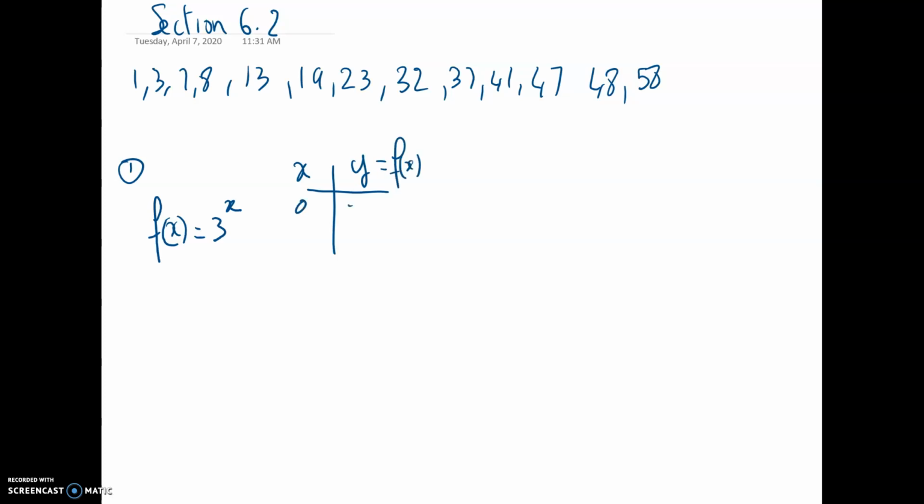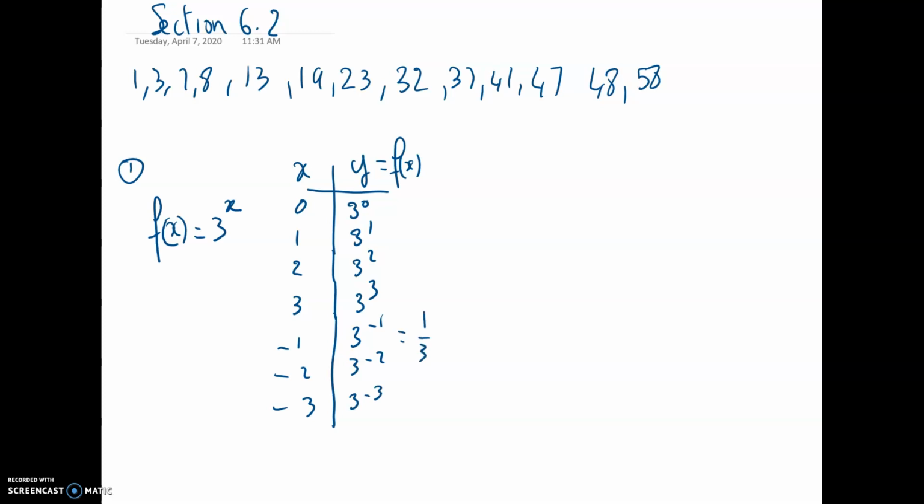So when x equals 0, you will add 3 to the 0. When x equals 1, you will add 3 to the 1. When x equals 2, you will have 3 to the 2. When x equals 3, you will have 3 cubed. But because it's not a linear function, you may want to use negative 1, negative 2, negative 3, which will bring you to 3 to the negative 1, 3 to the negative 2, and 3 to the negative 3. Reminding you that 3 to the negative 1 is 1/3, 3 to the negative 2 is 1 over 3 squared, and 3 to the negative 3 is 1 over 3 cubed. But I'm going to be a little bit quicker than that.